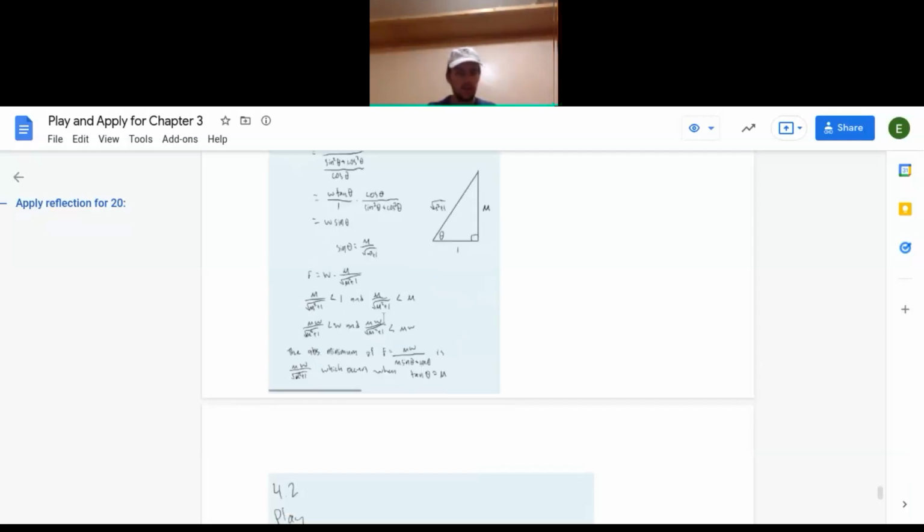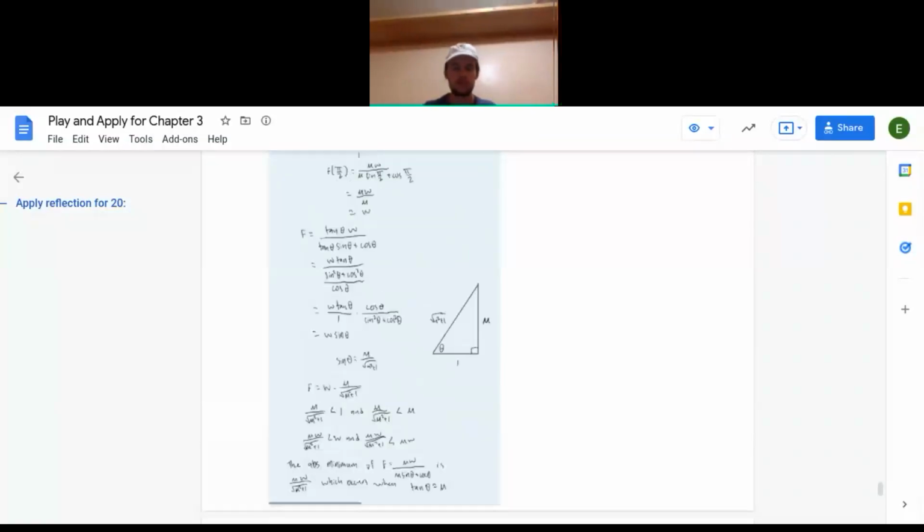And basically from just proving that part right there, you can say that the absolute minimum of f equals the square root of u times w over the square root of u squared plus 1, which occurs when tangent of theta is equal to the square root of u.